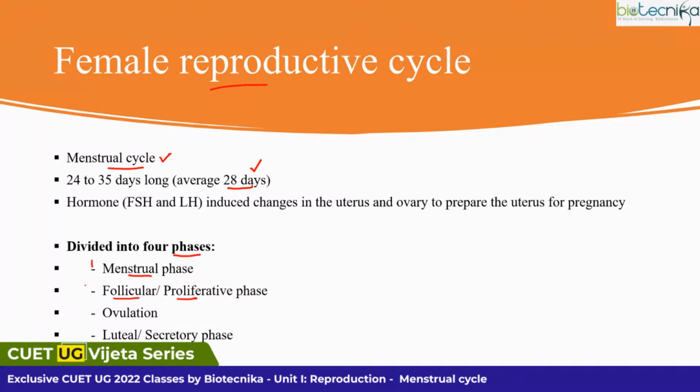The second phase you call the follicular or proliferative phase, where the follicles start forming and then one matures. That is why this is known as the follicular or proliferative phase. After this proliferative phase, the next phase is ovulation. Okay, so what is ovulation? Anybody can tell me now? What is ovulation?